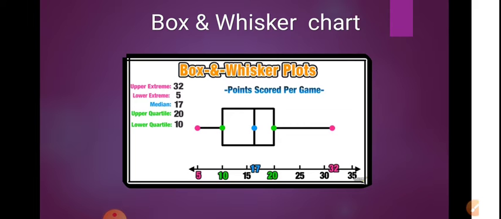Now here she has shown on the screen the point score per game: 5, 10, 15, 17, 20, 25, 30, 32, 35. So our upper stream is 32. Then lower stream is 5, which is shown in the pink color. Median is 15. Upper quartile is 20, and lower quartile is 10, which is shown in the green color. So here you can see the statistical analysis.